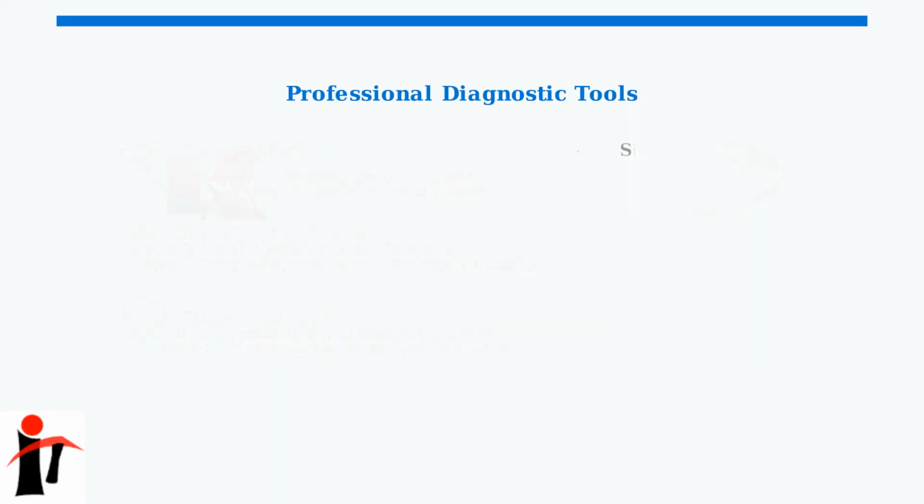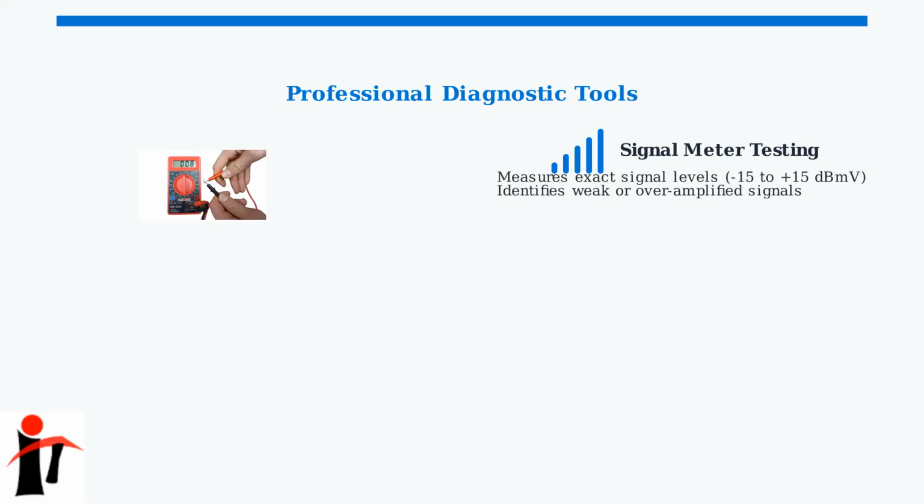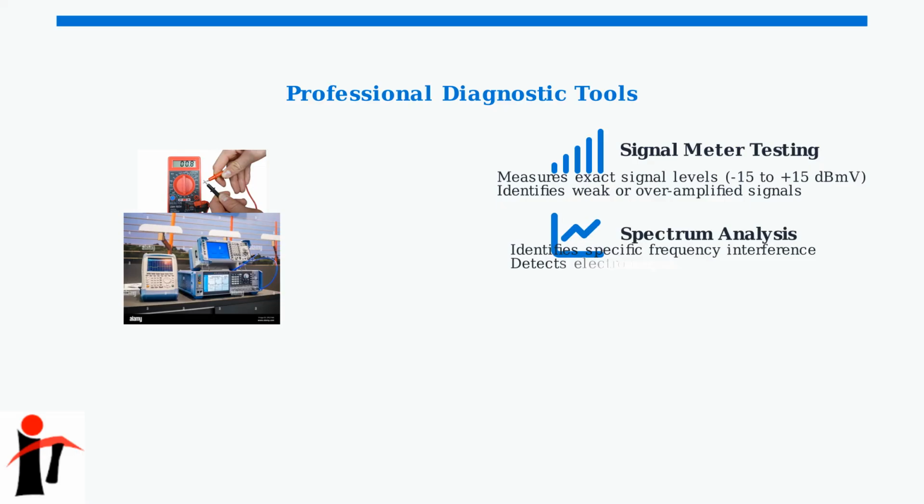When basic troubleshooting fails, professional diagnostic tools become necessary. Signal meter testing allows technicians to measure exact signal levels and identify whether signals are too weak or over-amplified. Spectrum analysis equipment can identify specific frequency interference that may be causing signal drops. This advanced testing reveals electromagnetic interference from other devices or external sources.